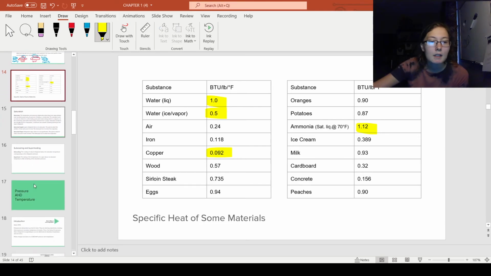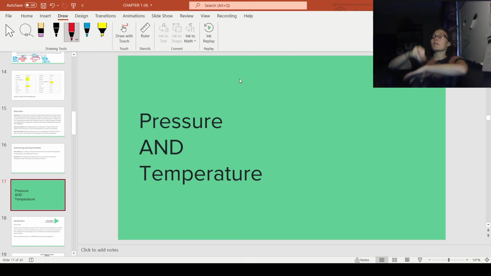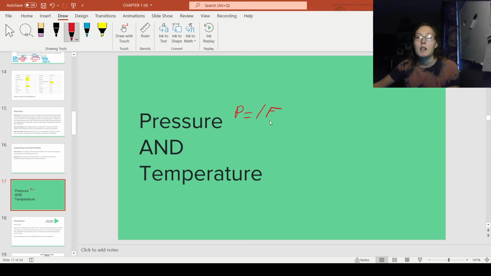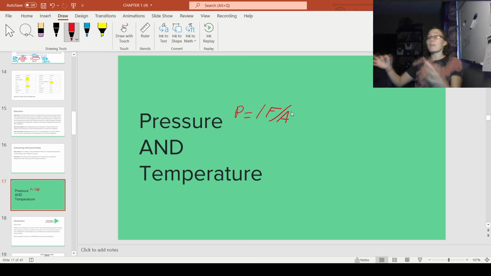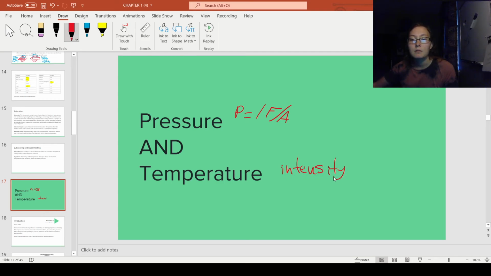Now, let's see. Alright, so we have pressure and temperature, right? We learned about pressure, okay? We learned that pressure is force over area, so pressure equals force over area. We learned that there is air all around us exerting pressure, okay? And we learned about temperature, right? We learned that temperature is the measure of the intensity of heat. Okay? It's not the same thing as heat, but it's the intensity of that heat.